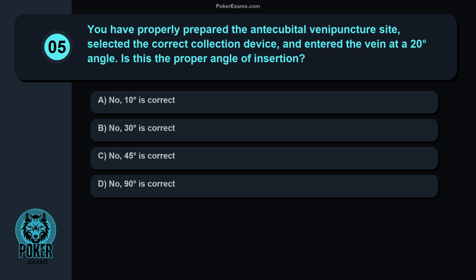Question 5. You have properly prepared the antecubital venipuncture site, selected the correct collection device, and entered the vein at a 20 degrees angle. Is this the proper angle of insertion? No, 10 degrees is correct. No, 30 degrees is correct. No, 45 degrees is correct. No, 90 degrees is correct.